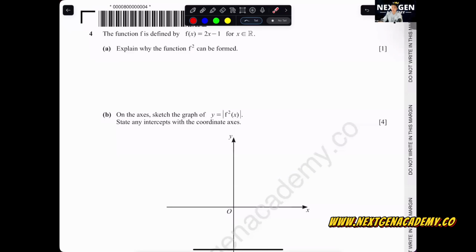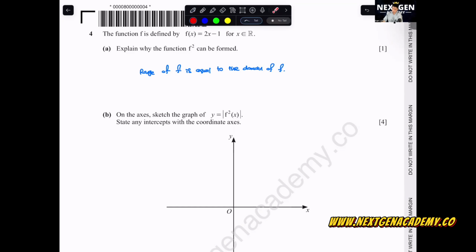So f squared, we just do it as a composite function, right? f of f(x). Okay. Don't go and square this whole thing. This one won't become a quadratic. It's just a composite function. Okay, the answer is actually like this. The range of f is equal to the domain of f. This is what they must give, right? The range of f is equal to the domain of f.